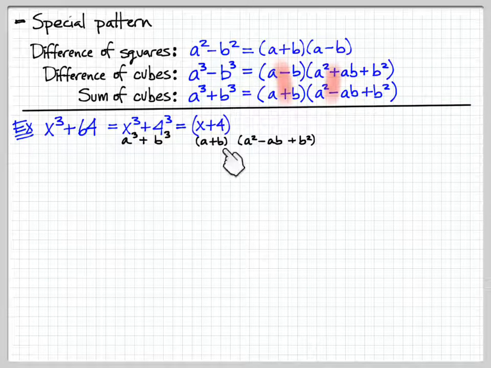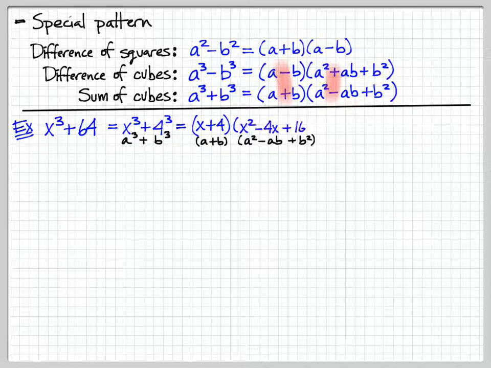So what we can do then is we write out underneath our pattern, and then we just plug in the x, which is our a, and the 4, which is our b, into this pattern. So we took our x, which is a, our 4, which is b, and then again we plugged this also into the a's and b's of that special pattern.